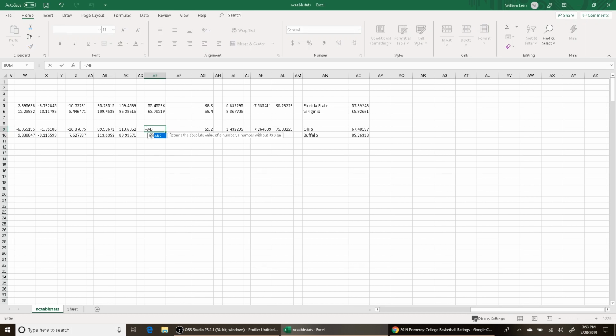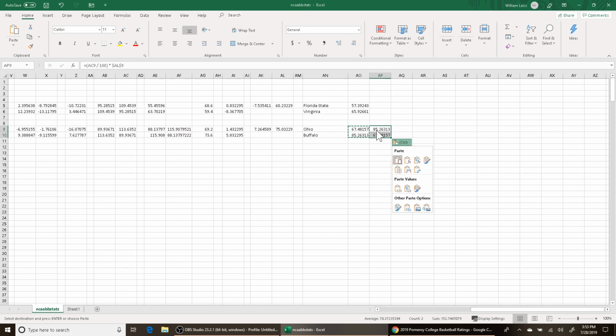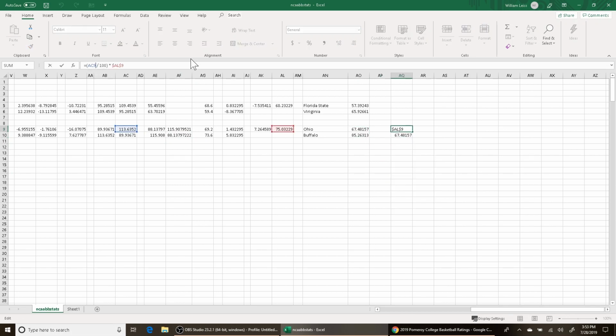So we're going to subtract 2% from Ohio's expected efficiency, and we're going to add 2% to Buffalo's expected efficiency, and vice versa. So now we can use our new numbers. We're going to use AE9 divided by 100, AE10. So basically that 2% home advantage we just factored in only raised or lowered each team's score by about 1 point. So not that much of a deal.